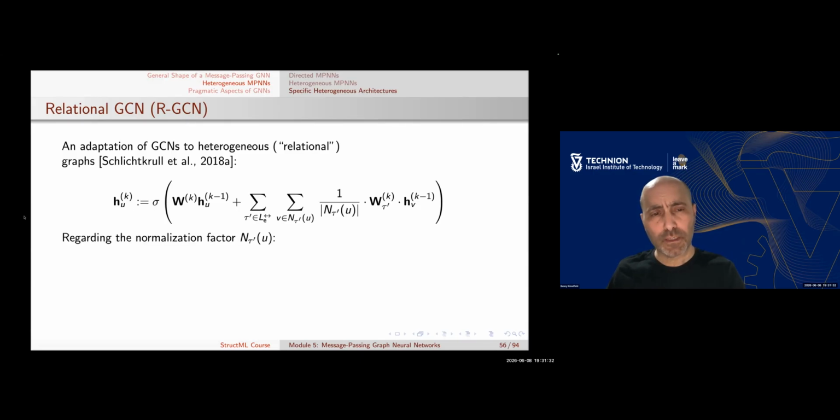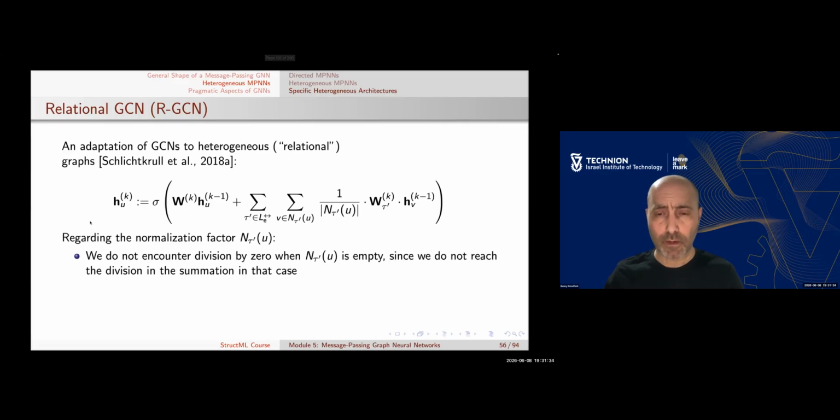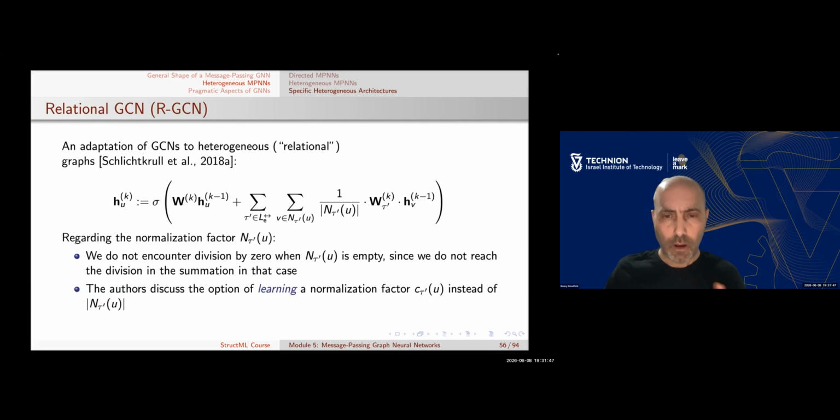Two things regarding the normalization factor. One, do not worry about the case where N tau is empty, because then we do not sum up over anything, so this is fine. And also the paper talks about the possibility of learning a normalization factor C tau instead of using some fixed one like the number of tau prime neighbors.